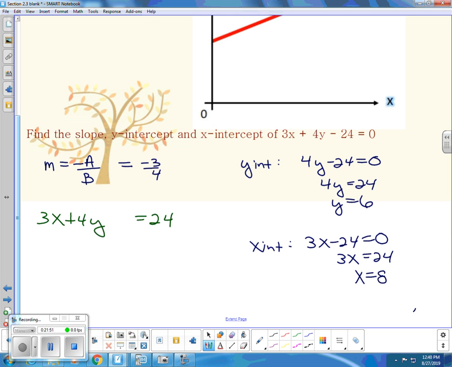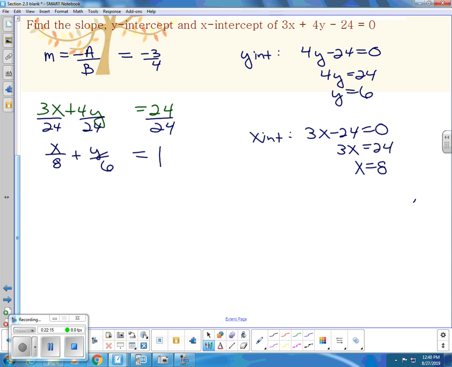Rewrite the equation with the c on the right side, and then we want this side to be a 1. So I'm going to divide everything by 24. So here I get x over 8 plus y over 6 equals 1. We want the right side to be a 1. This is considered the x-intercept, y-intercept form. Because the number under the x is going to be your x-intercept, the number under the y is going to be your y-intercept. Right?